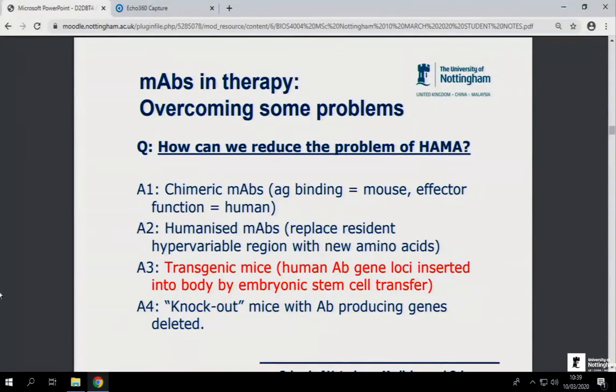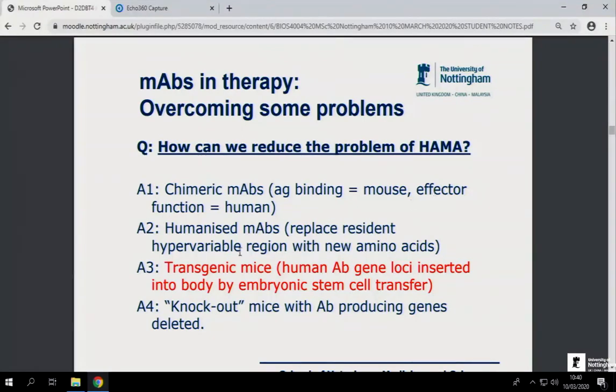One of them is to make a chimeric antibody, and you might probably know how that's done. That means the antigen binding part is still mouse, but the effector part, that's the Fc chain, is human, as a chimera. So that is not recognized so strongly as being a mouse antibody, okay? So you inject it intravenously into these patients and you get less of a shock reaction.